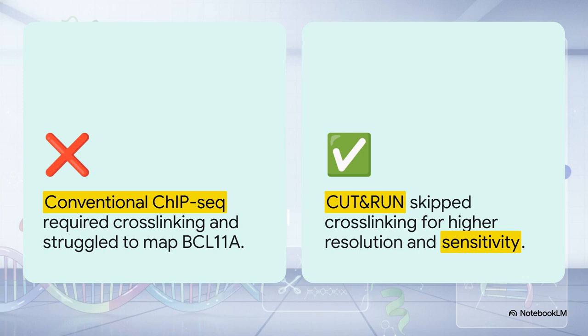So why did it succeed where standard ChIP-seq struggled? It's because CUT&RUN requires no formaldehyde cross-linking. By skipping that harsh chemical step, it preserves the delicate native state of the chromatin, offering much higher resolution and detecting protein occupancy directly in the chromatin itself. Because of this enhanced sensitivity, CUT&RUN was finally able to detect BCL11A occupancy in those gamma-globin promoters. It just goes to show, sometimes advancing the research logic requires advancing the technology first.